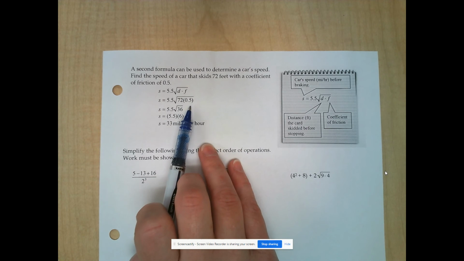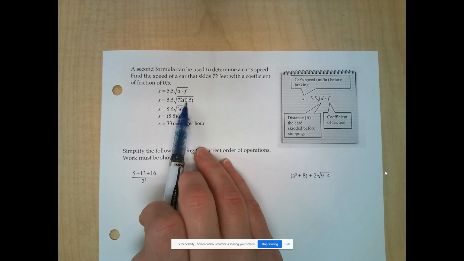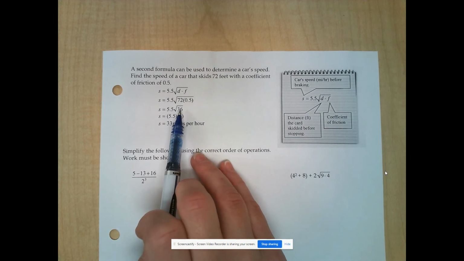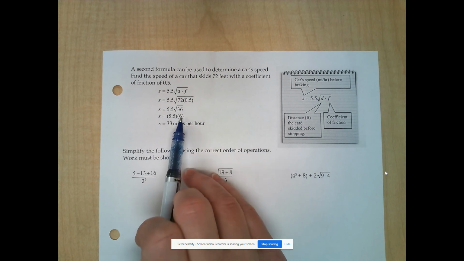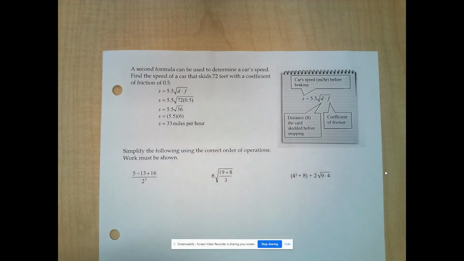We can follow the order of operations. That radical acts like a grouping symbol. So we do anything underneath that first, which is where we get the 36. Then we actually take the square root of 36. Remember, the grouping symbol still takes priority, and we get 6. Last is multiplication. This car for this particular accident was going 33 miles an hour when the accident happened.